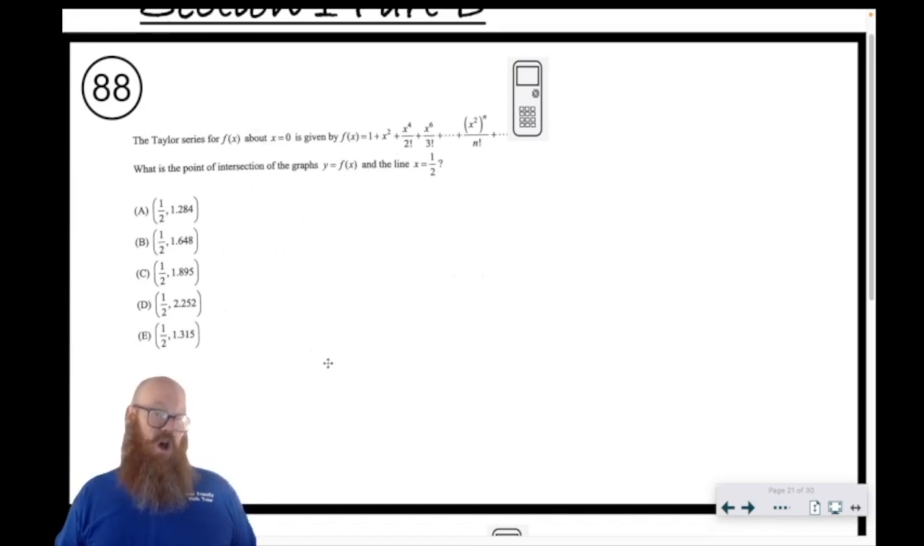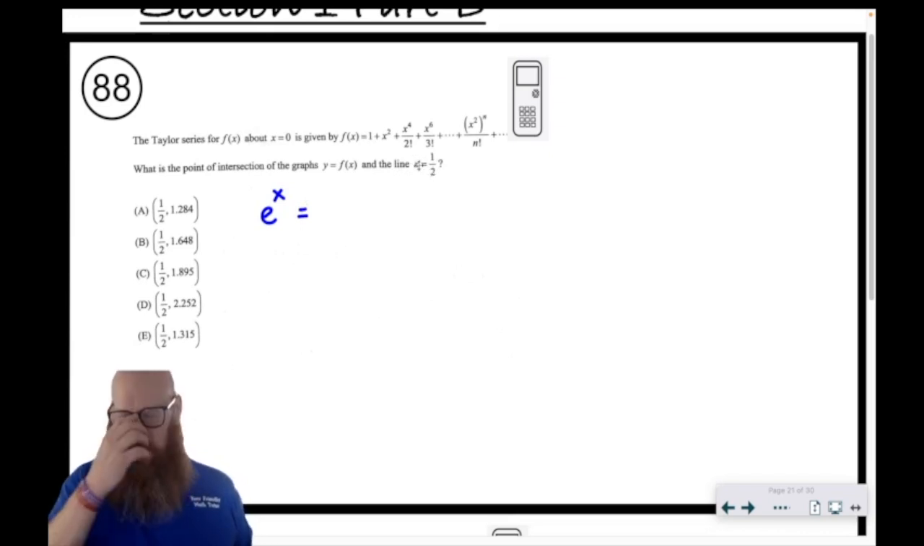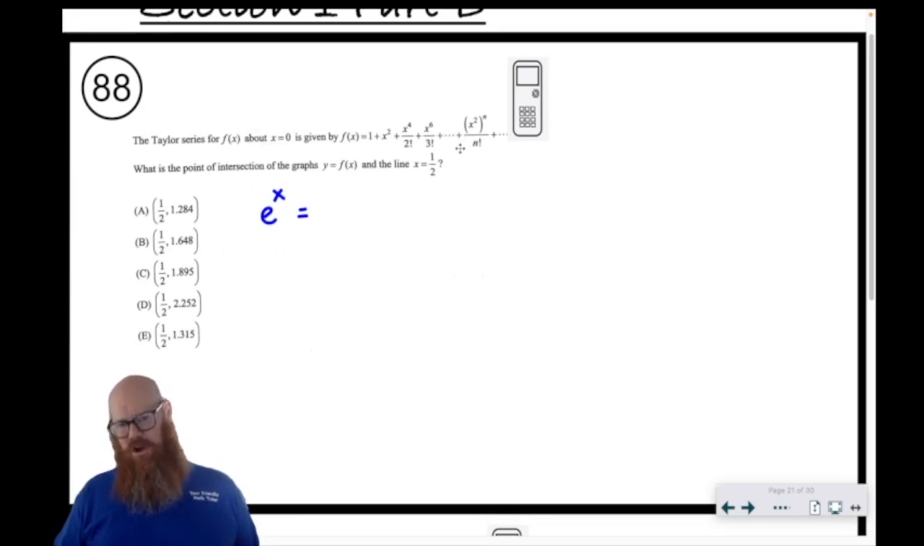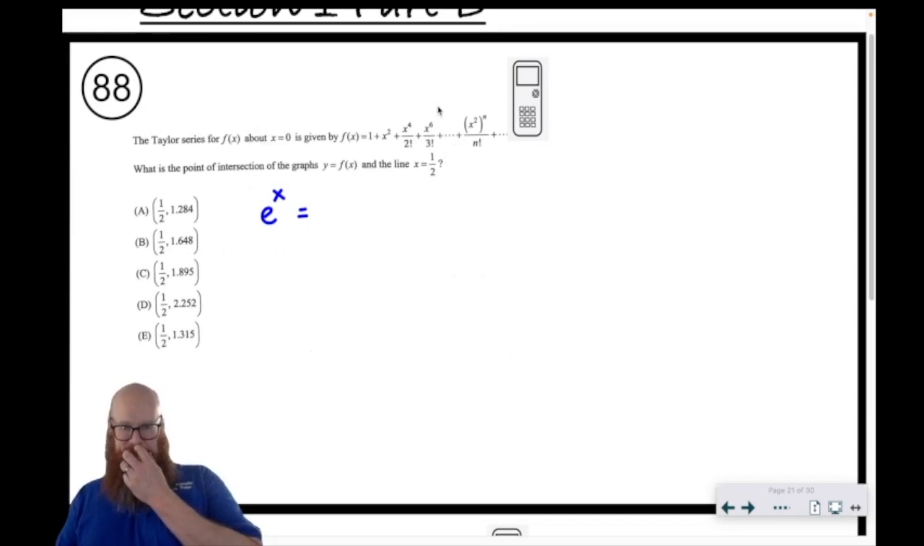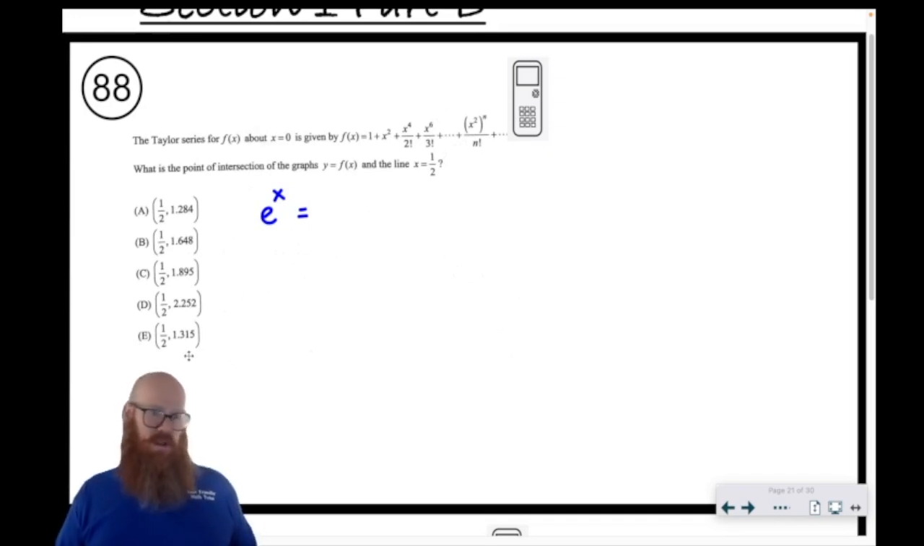So it looks similar to e to the x in a way. This is like a fancy intersection of line. This is just plugging in 1/2, all right? But we can't plug in 1/2 to this. I guess we could. You could probably do that for a decent amount of terms and figure out which one is closest. That is an option, but I'm going to do it the more calculus way.